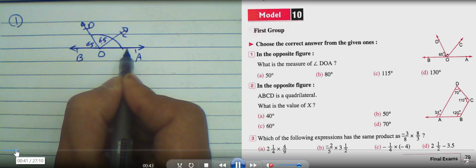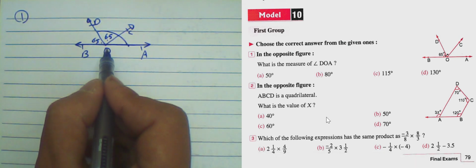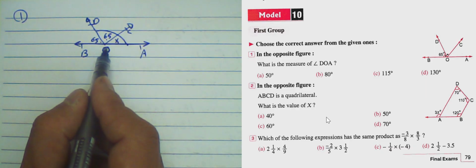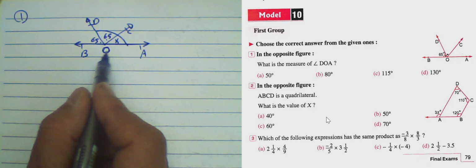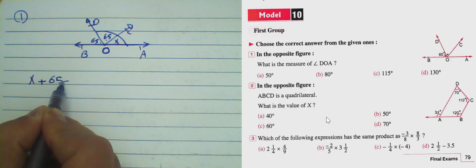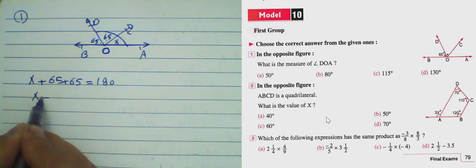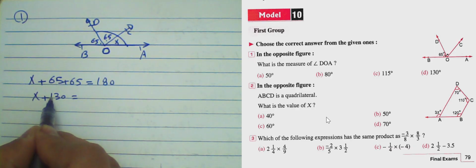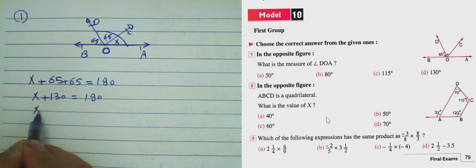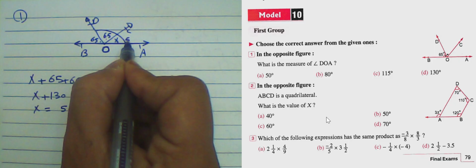Then we can find the measure of angle COA. Write 180 subtract the sum of the two angles, because OA and OB are in the same line, they are collinear. Then x plus 65 equals 180 degrees. Then x plus 130 equals 180. Then the value of x will be equal to 180 subtract 130 equals 50.